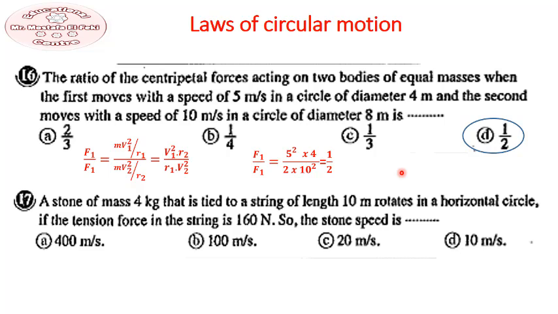A stone of mass 4 kg is tied to a string of length 10 meters and rotates in a horizontal circle. If the tension force in the string is 160 Newton, so the stone speed is? Since force equals mv squared divided by r, then v squared equals Fr over m, equal to 400. This is v squared. Then v equals 20 meters per second.